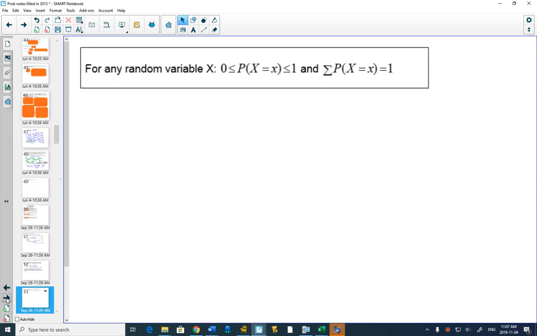So this is the idea. Any probability of any of the items in there has to be between 0 and 1. You can't have a probability less than 0. You can't have a probability bigger than 1. If you sum, here's the sum signal, all those probabilities together, you will always get 1. So that's what that notation means there.